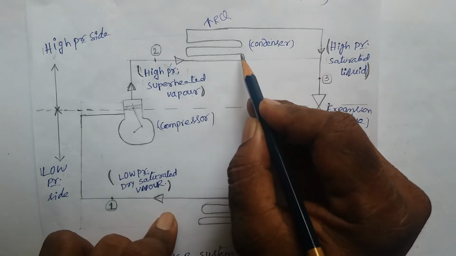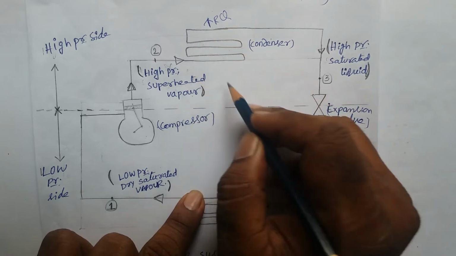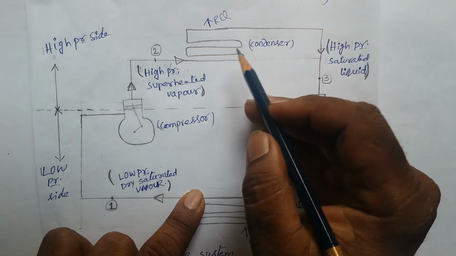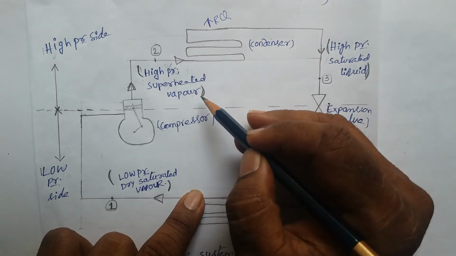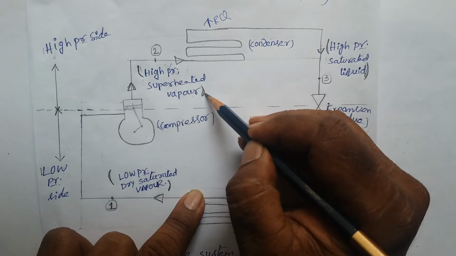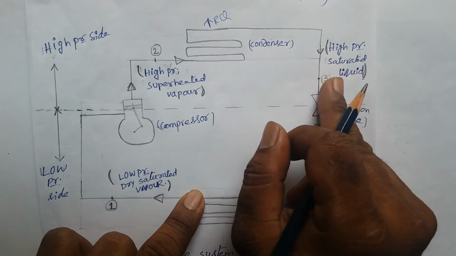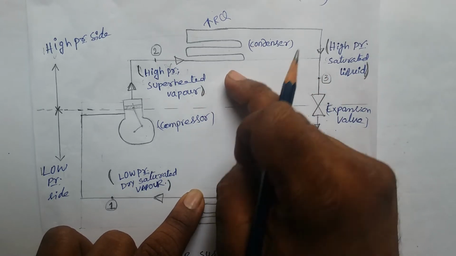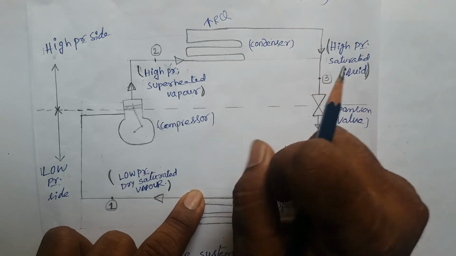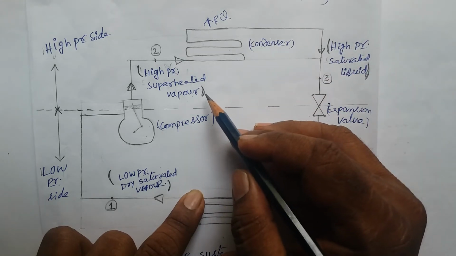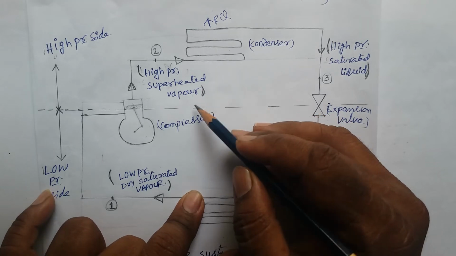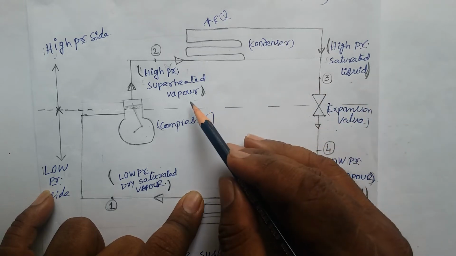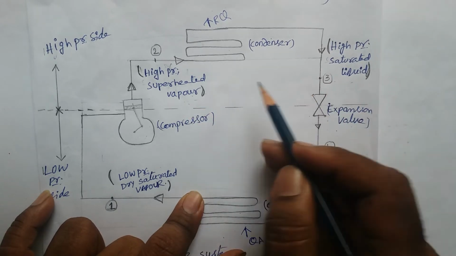The condenser consists of a set of tubes. Due to these tubes, the surface area is increased. So the condenser condenses the high pressure superheated vapor into liquid. Due to condensation, the molecules become very close, and the volume of the molecules is also reduced. Due to this, it becomes vapor to liquid. Okay, friends, here vapor to liquid means a phase change occurs.